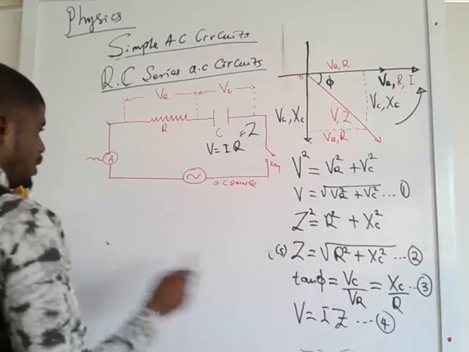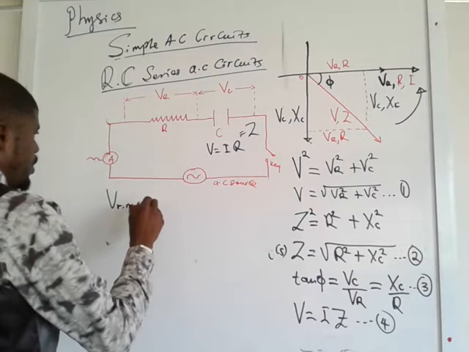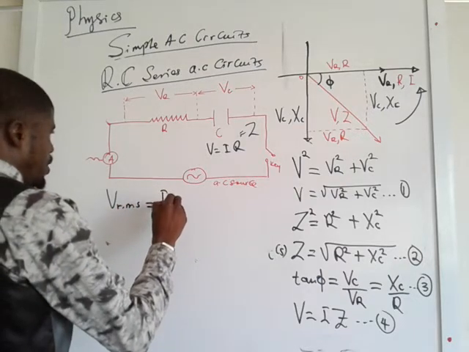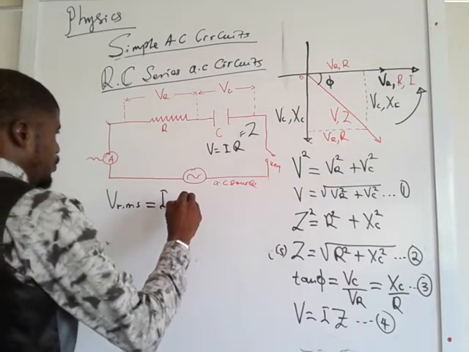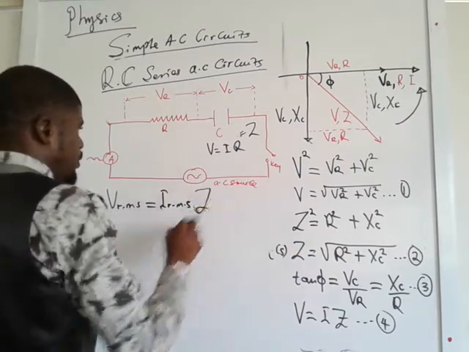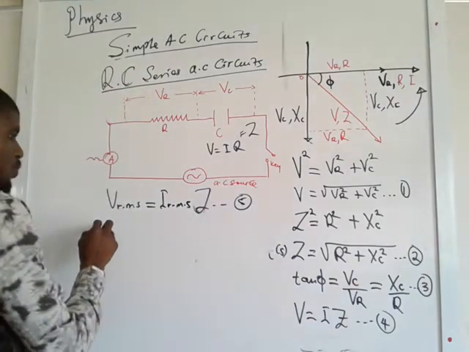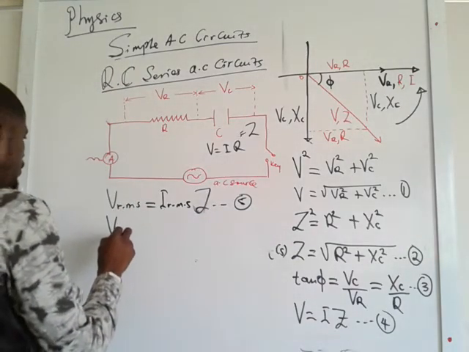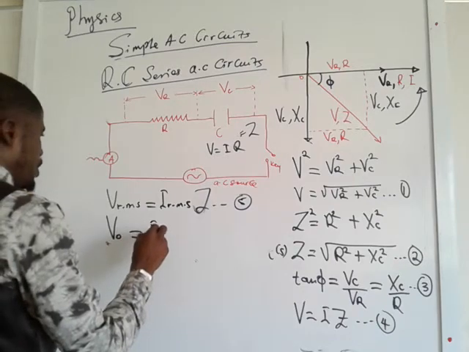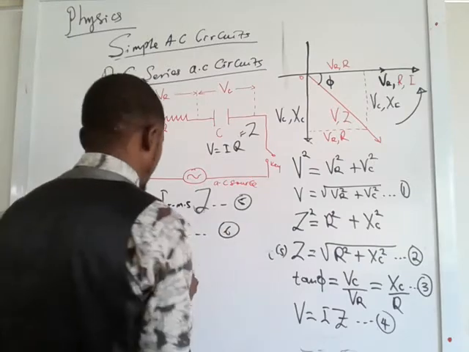You also know that V root mean square is equal to I root mean square times Z. You can call this your equation number 5. Also, your V naught is equal to your I naught Z. You can call this your equation number 6.